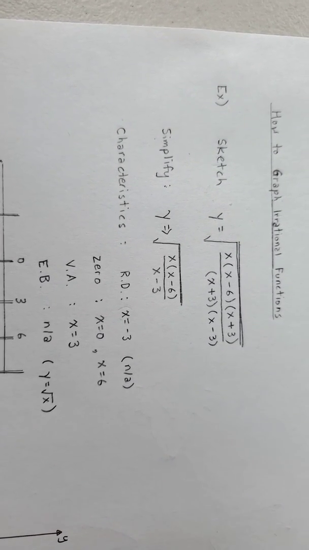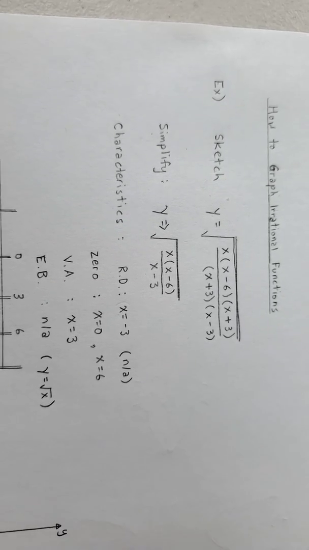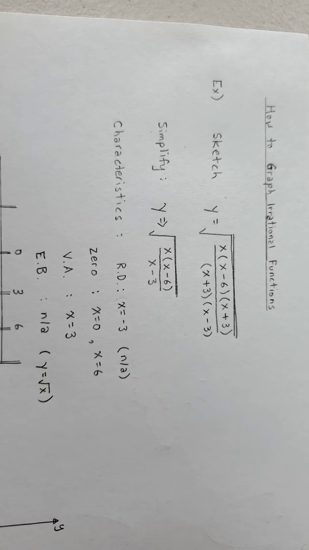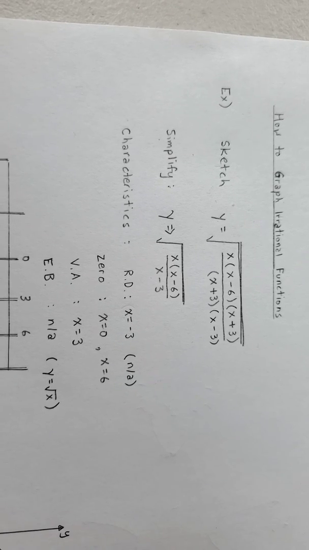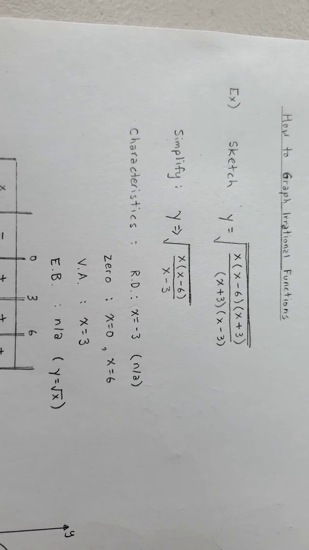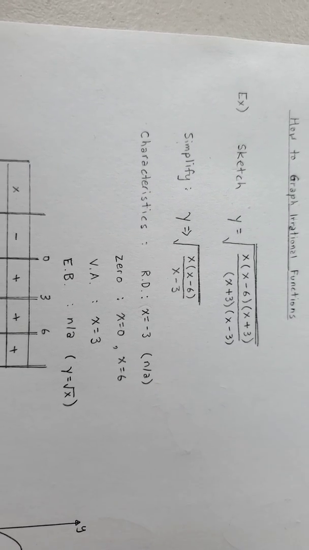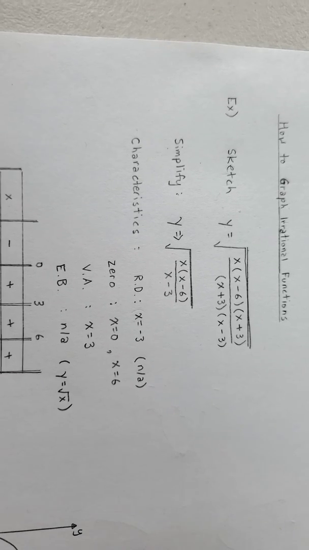So here's an example where I want you to sketch y is equal to the square root of x times x minus 6 times x plus 3, all divided by x plus 3 times x minus 3. You'll note that inside you do have a rational function, because you have a ratio of two polynomials in the numerator and the denominator. But what makes it really nasty is that I want you to take the square root of it.